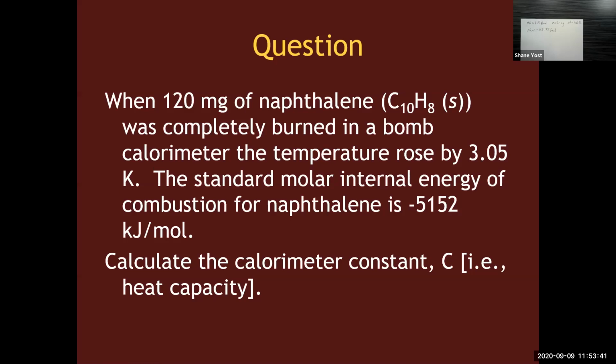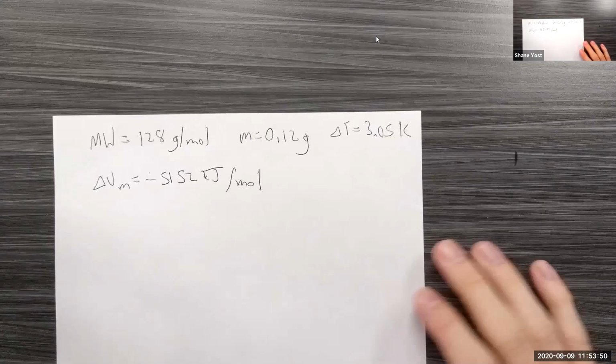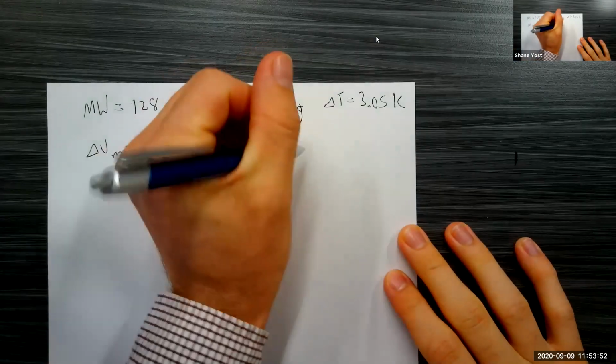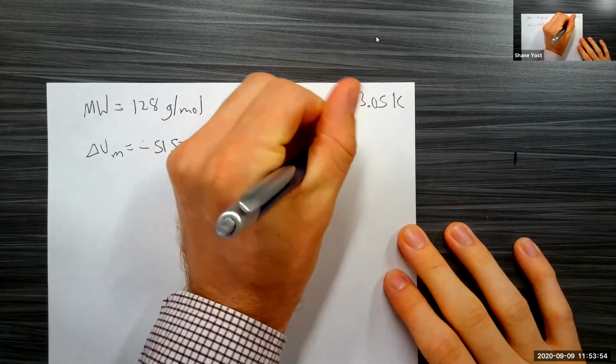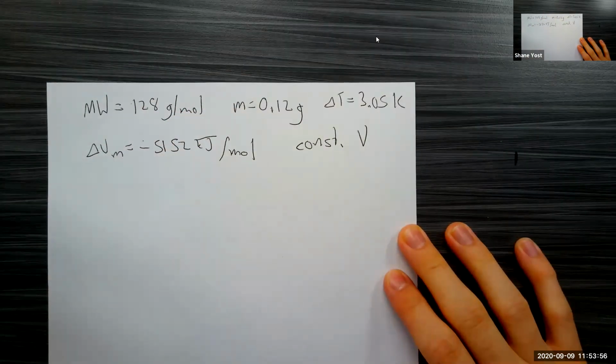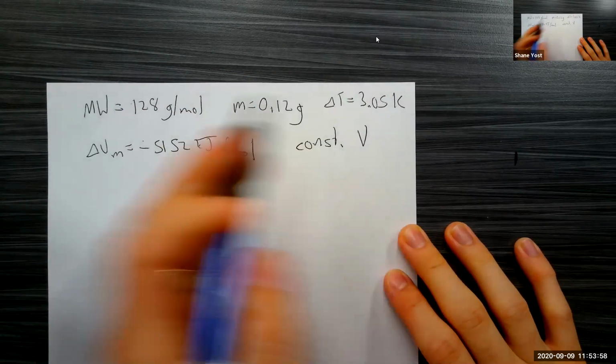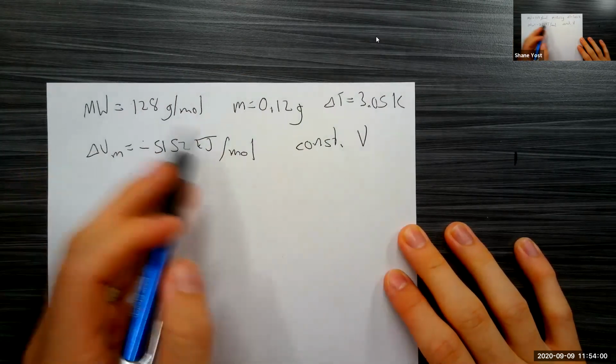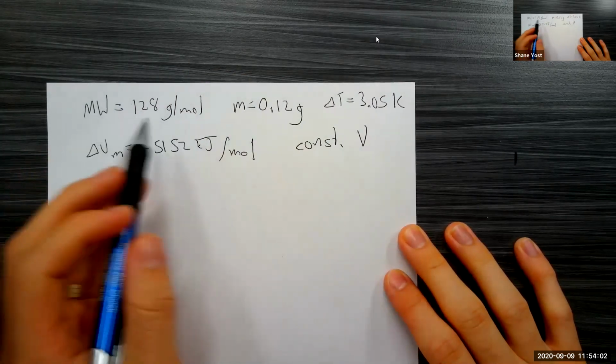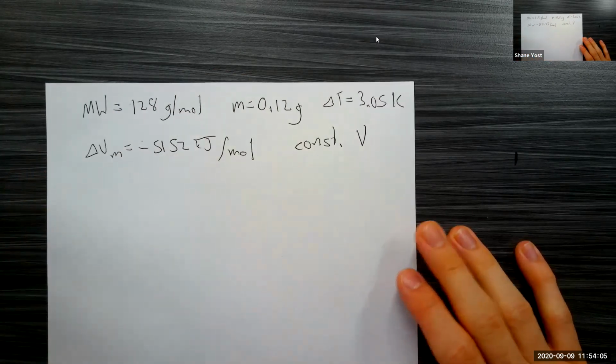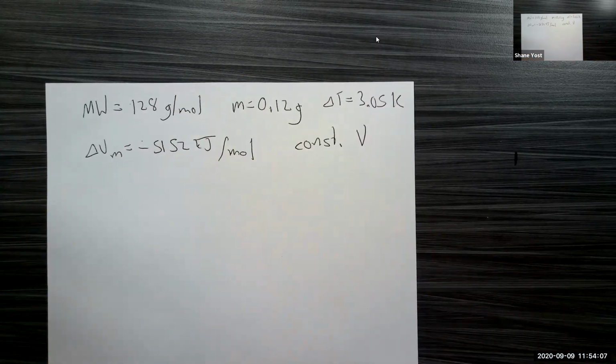All right. So the question is, what is C for this problem? So I wrote down the things that are given, and we know this is a constant volume process. So these are the bits of information that are given in the problem. The molecular weight or molar mass isn't given in the problem, but it's just 128 grams per mole, assuming I calculate that correctly.